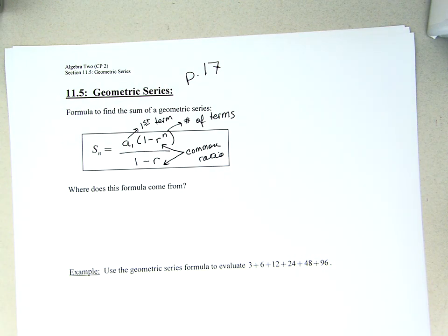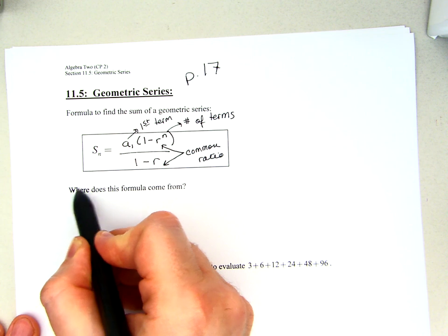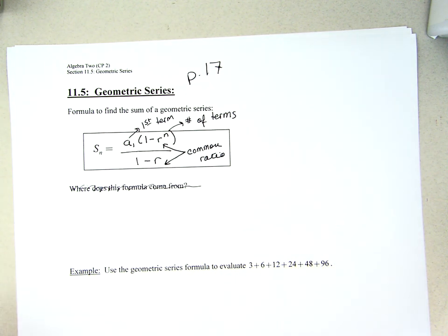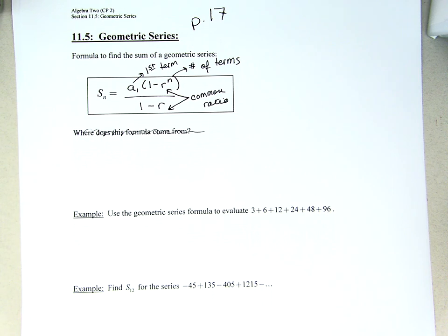Where does the formula come from? I think we're going to skip over that. It's not a fun story like the arithmetic series formula with Gauss and all that. It's more just some algebraic manipulation, and I don't think it's too insightful. I'd rather spend our time focusing on how to use this formula. So let's take a look at that first example.